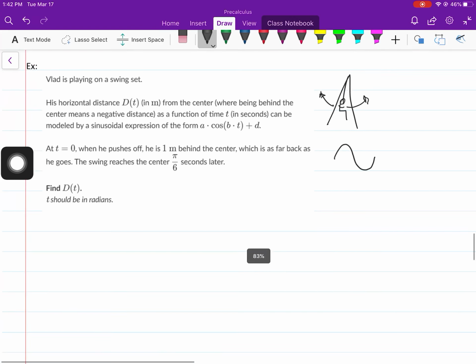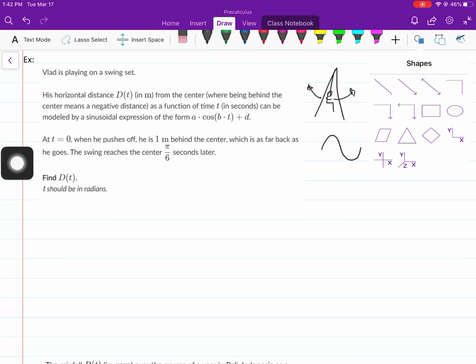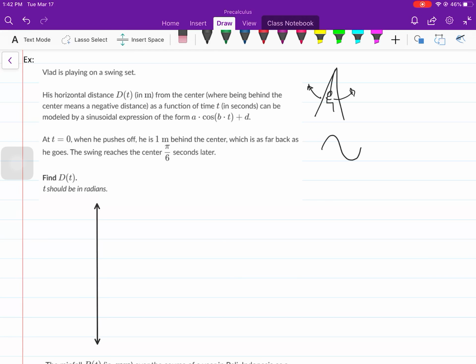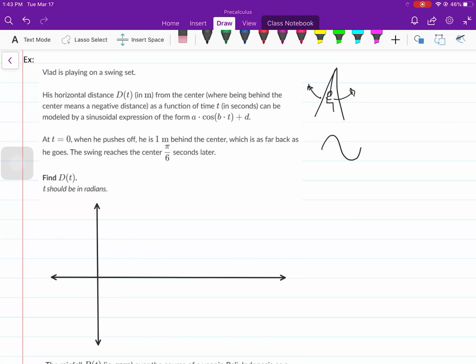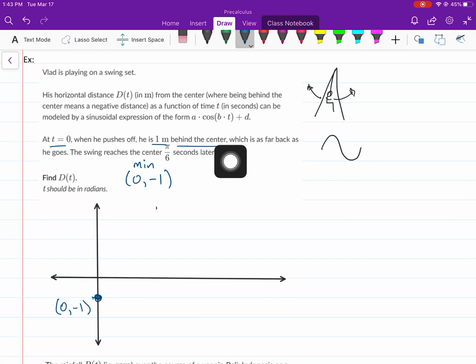So when time is 0, let's go ahead and put our x and y axis. So this is our first point. It's just what we've been doing before. They're giving us two different points, just now we're doing it with words. So our first point, when time is 0, he's 1 meter behind the center. So that first point is 0, negative 1. Here's our first point. So that would be our minimum point. And we know that's the minimum because that is as far back as he goes.